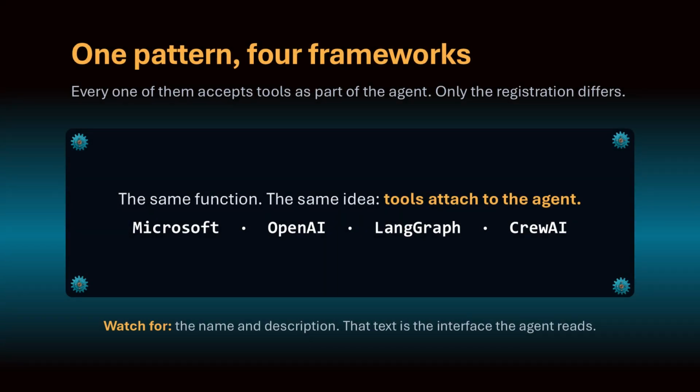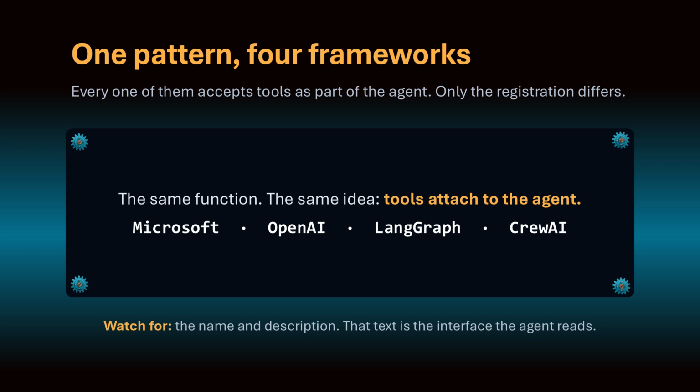Here's the through line for the whole demo. We built one tool. Now we're about to hand it to 4 different frameworks: Microsoft Agent Framework, OpenAI, LangGraph, and CrewAI. The point isn't that they're different. It's that they all share the same idea. A tool attaches to the agent. You give the agent its tools, and it decides when to use them. That's the common pattern under all 4.